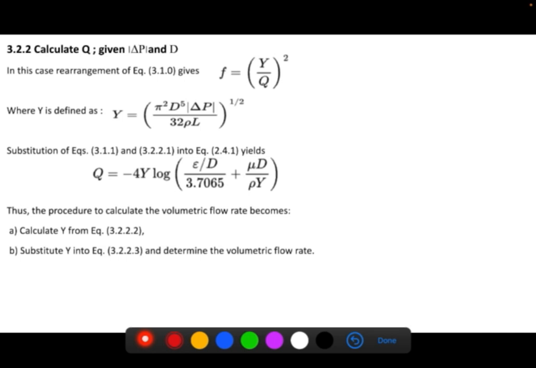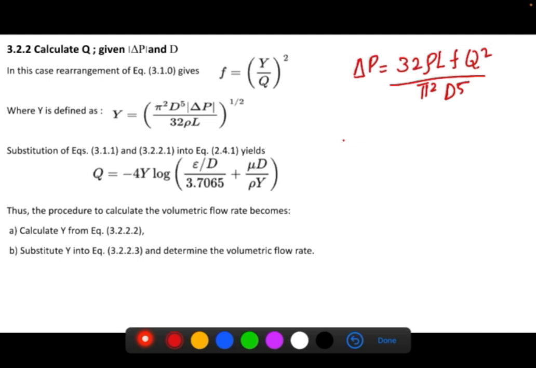Now, the second type of question is to calculate the volumetric flow rate, where delta P and D are given. In this case, rearrangement of equation 3.1, that is delta P equals 32 rho L F Q square by pi square D to the power 5, gives us F equals Y by Q to the whole square. Here Y is defined as pi square D to the power 5 into delta P by 32 rho L, whole to the power 1 by 2.